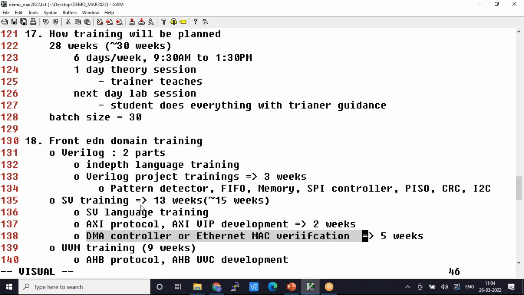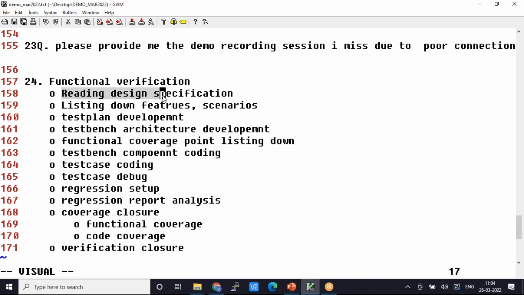Which is part of SystemVerilog training. The person gets to do everything, starting from reading a specification, listing down features and scenarios, test plan development, test bench architecture development, functional coverage point listing down, test bench component coding, test case coding, everything.